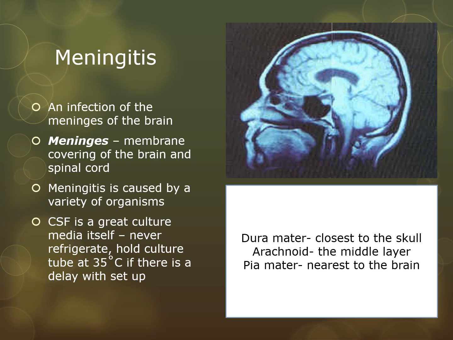Now, the nice thing about cerebrospinal fluid is that it's a great culture media in and of itself. We never want to refrigerate it, and we always want to hold that spinal fluid at 35 degrees if we can do that, if there's a delay in setup. Now, if you take a look at the image over there on the right, you can see the dura mater, which is the layer of the meninges closest to the skull, the arachnoid, which is the middle layer, and the pia mater, which is nearest to the brain.